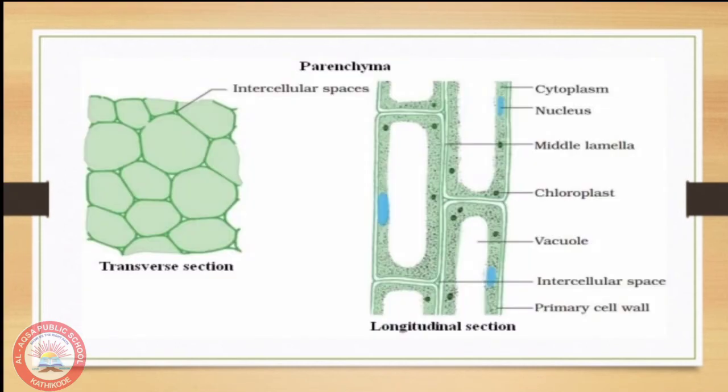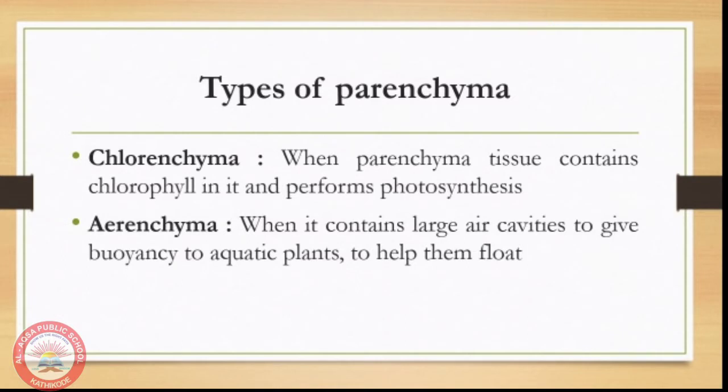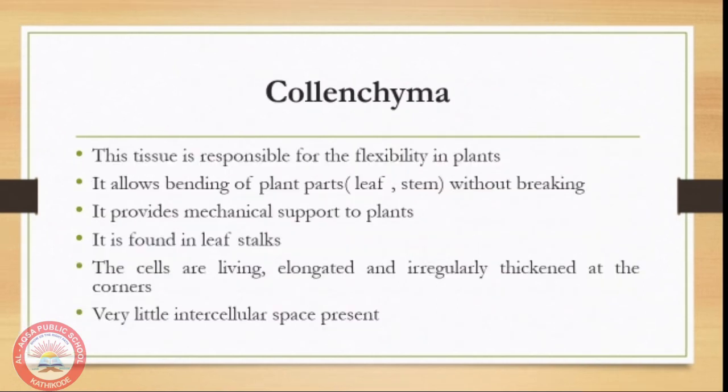Observe the picture of parenchyma tissue, both the transverse section and longitudinal section. Parenchyma that contains chlorophyll in it and performs photosynthesis is called chlorenchyma. And the parenchyma tissue which contains large air cavities to give buoyancy to aquatic plants, which help them float, is called aerenchyma. The next one is collenchyma tissue.